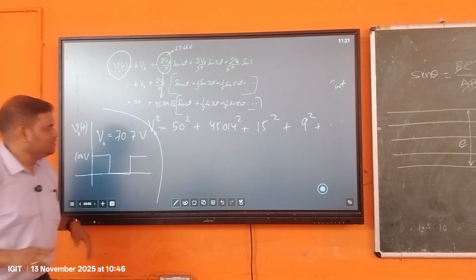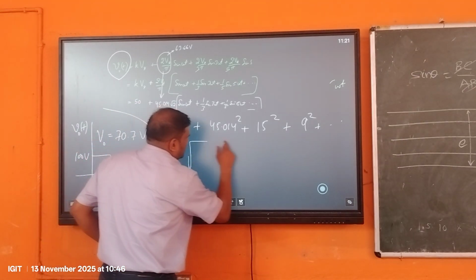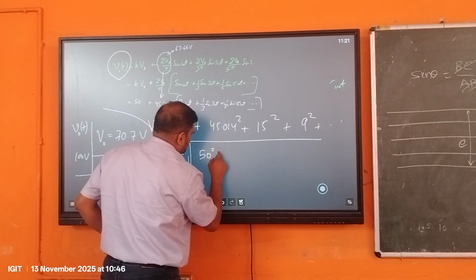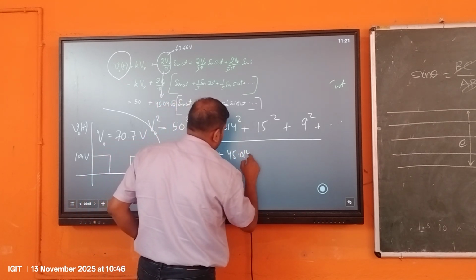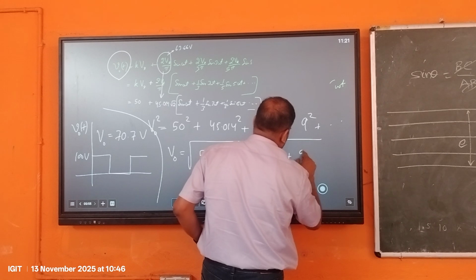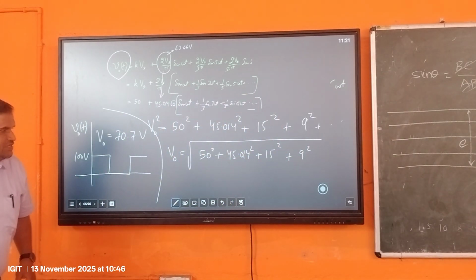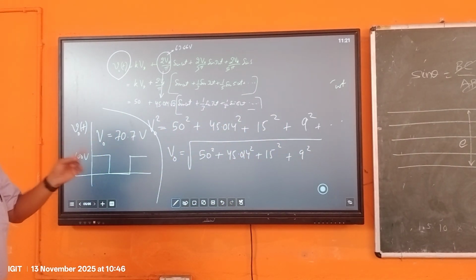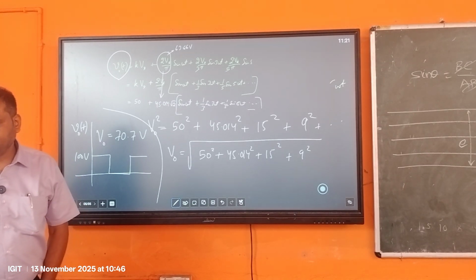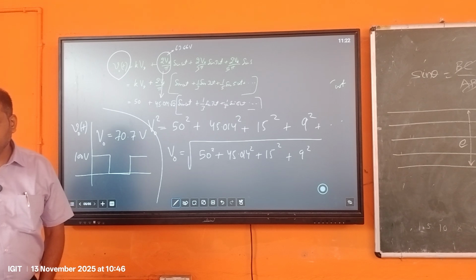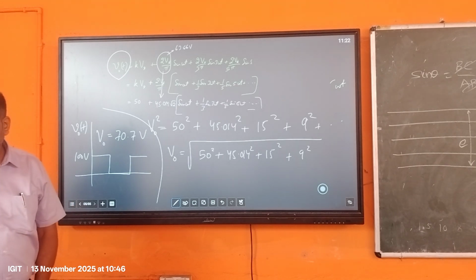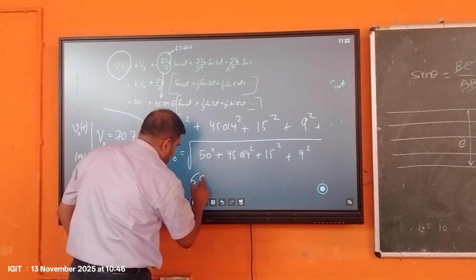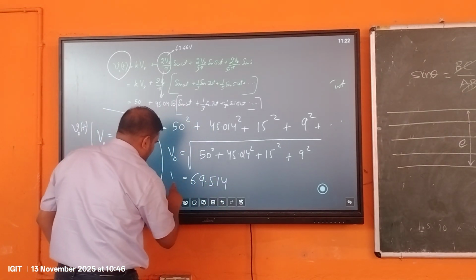Let us take this one only. So V0 is how much? Root over of 50 square plus 45.014 square plus 15 square plus 9 square. Find out how much this value is. 50 square plus 45.014 square and so on, and this entire square root. How much is it coming? 69.514. That's the value of V0.